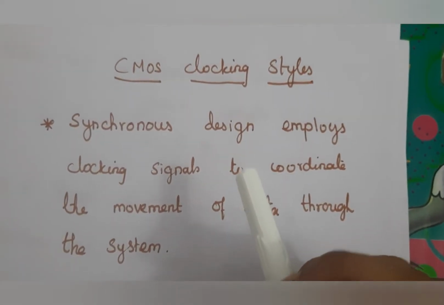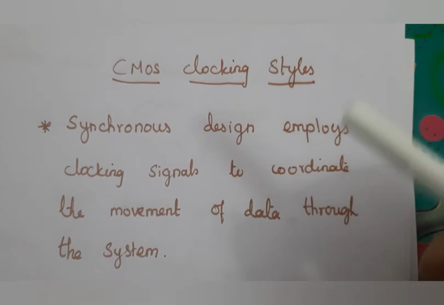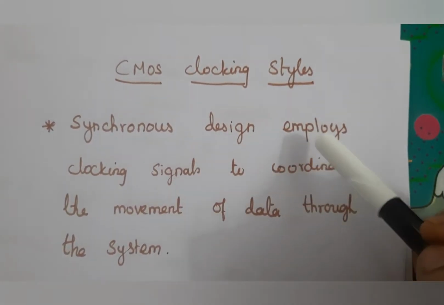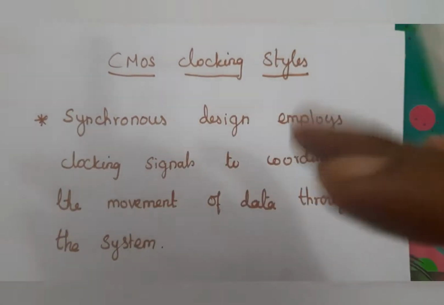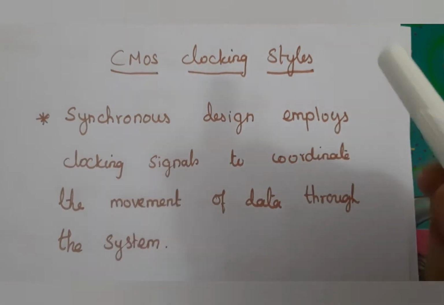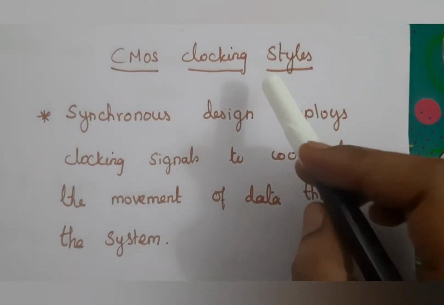In this video we are going to see about CMOS clocking style. And first of all, what is the purpose of using this clocking in CMOS circuit? To make a synchronization between different devices in one system. For that purpose we are using this clock.